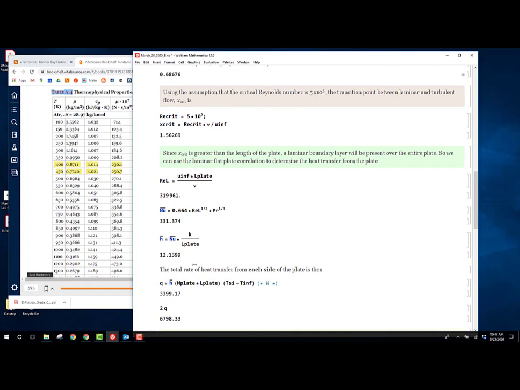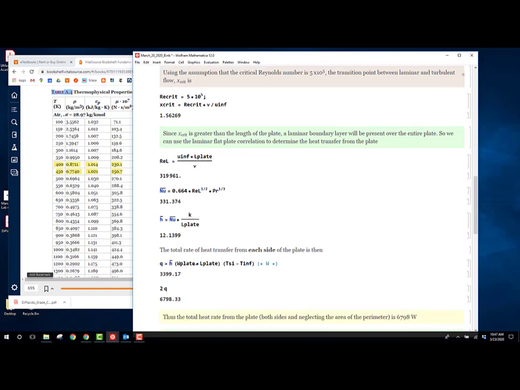All right, so for this problem, we'll again assume, since we're not told otherwise, that the critical Reynolds number is 5 times 10 to the 5th, and if we look for where the transition point is, we find that it's at 1.56 meters.